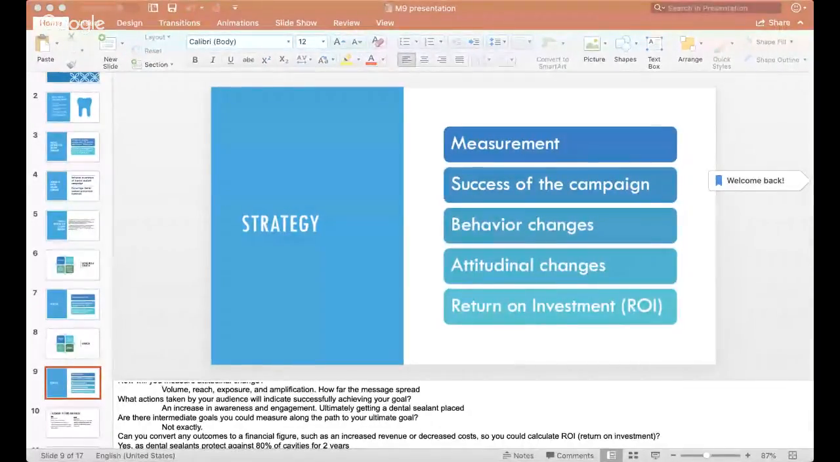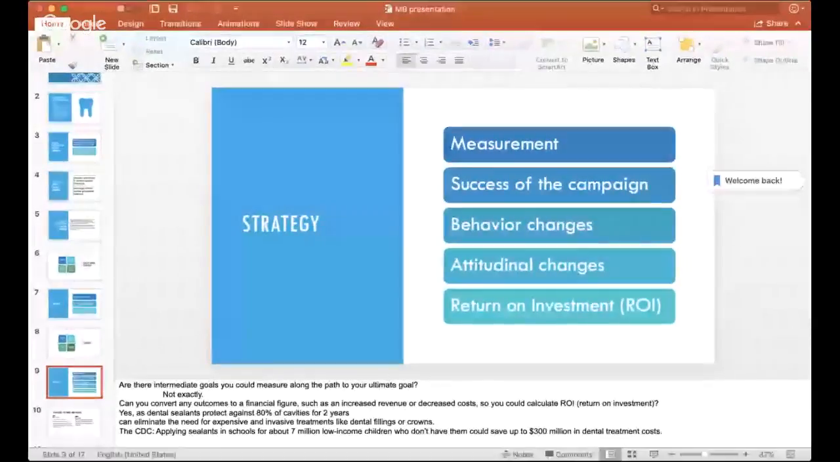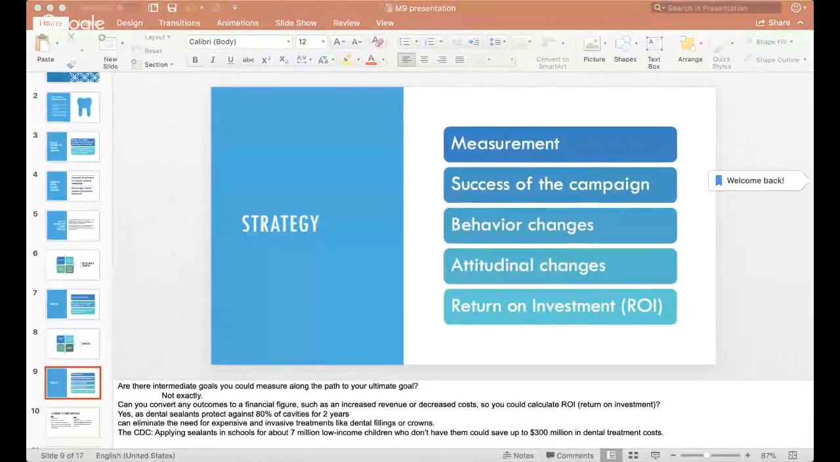And then, what actions taken by your audience will indicate successfully achieving your goal? An increase in awareness and engagement, ultimately getting a dental sealant put in place. That's kind of the ultimate goal. There's not really exactly immediate goals that you can measure along the way, but the return on investment is another aspect of it, and that's just seeing how much you're putting in and how much you're getting out.